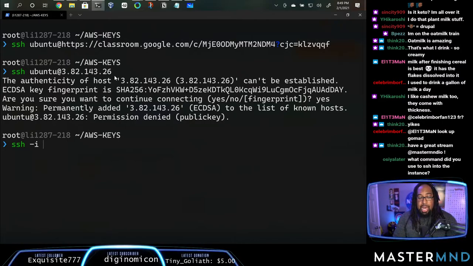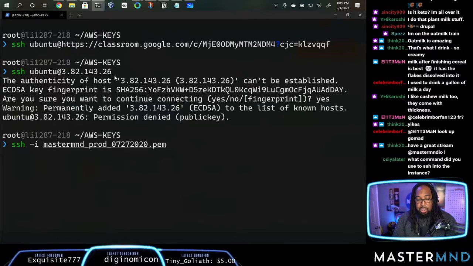And so I have my file in here, which was mastermindprod07272020.pem. That's just the date that I created this. I should probably rotate it out. I usually do it every 6 months, but I have this key right here. And this is the key that I told it to use. Then the rest is the same.